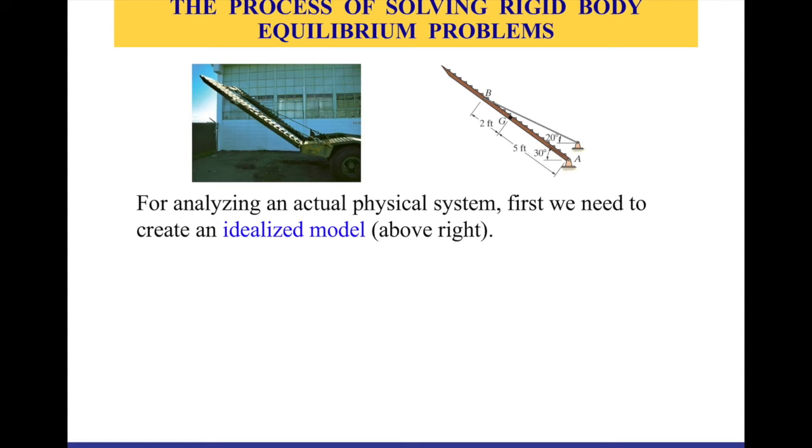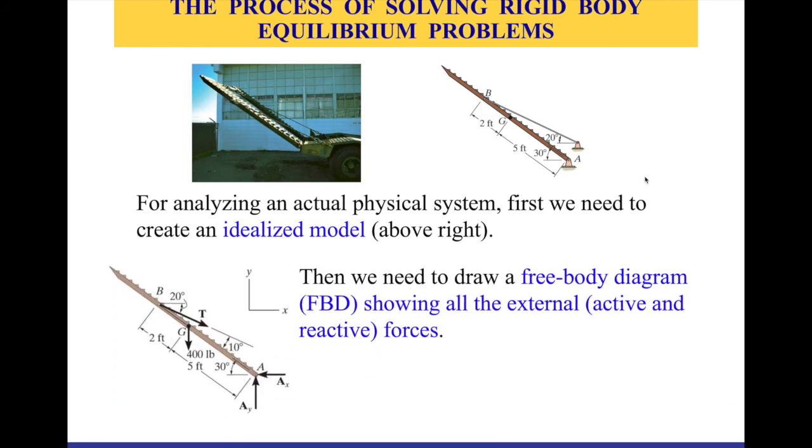When we mention an idealized model, we just make sure that we have the dimensions and the points of attachment and contact, and also that we are showing the reactions, the force reactions or the reaction structures. And here there are the pins attaching the ramps to the truck, and also the pins that attach the cable to the truck as well.